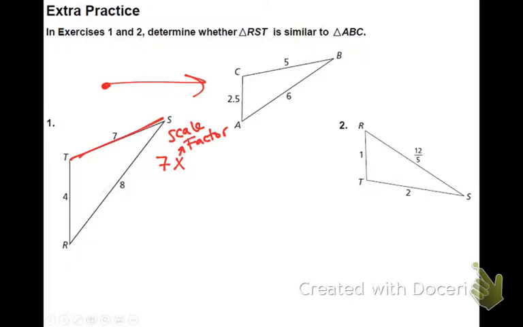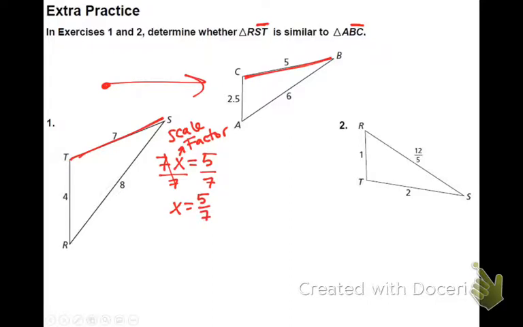Okay, so TS. If you struggle with figuring out what's similar to what, always look at the letters. What is TS going to be similar to on the other triangle? CB, which is 5. So 7 times the scale factor will give me a length of 5. Divide by 7. It doesn't reduce, so it's just 5/7.